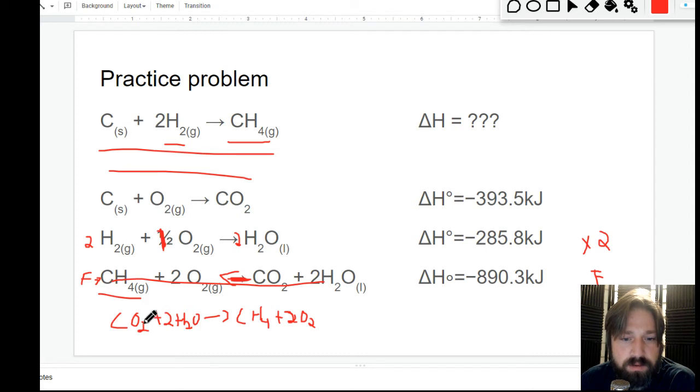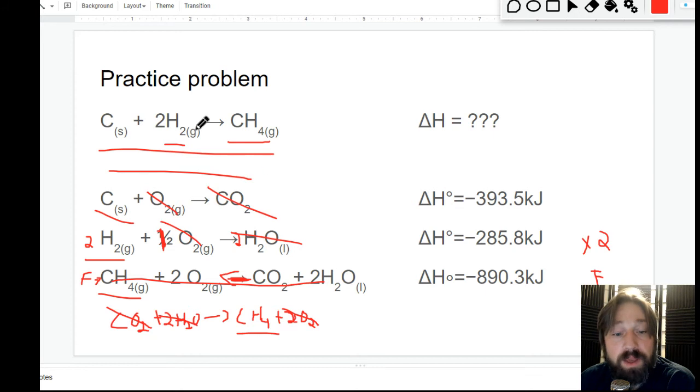Oh, wait, no. Yeah, the CO2's cancel. That's good because it's not in our original thing here. We have 1 oxygen, 2 oxygens, which can cross out with this 2O2. We got 2 H2O. That can cancel. And what do we have left? We have carbon, 2 H's, and methane. There we go. Everything else has been canceled out.